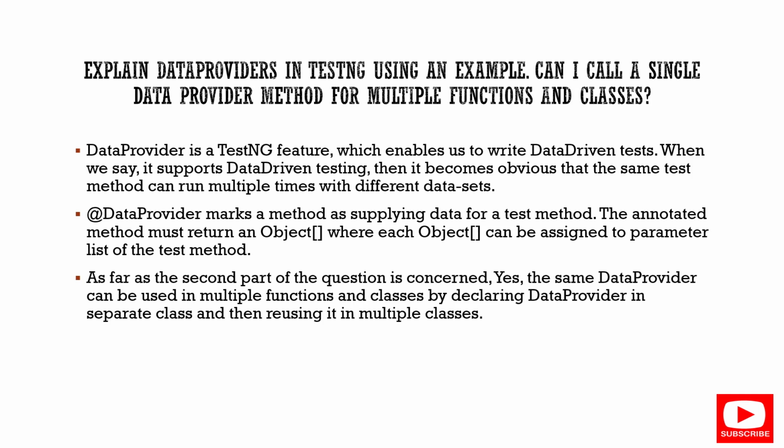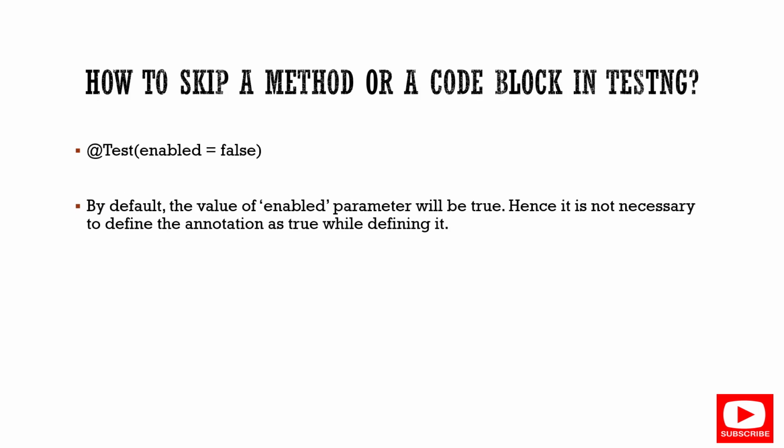So let's move to the next question. How to skip a method or a code block in TestNG? This is a simple question, but unless you have worked on this scenario, you cannot answer it, because in TestNG the default is enabled equal to true. Until you provide it as false, it will not be considered a disabled block.